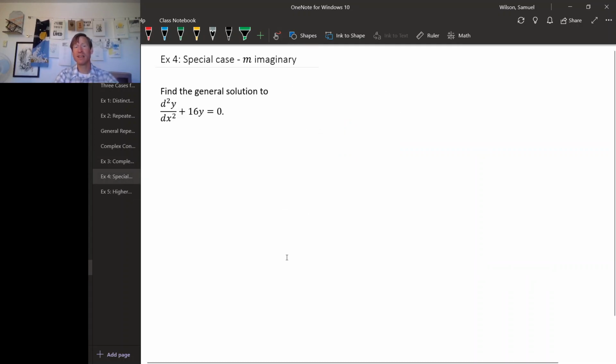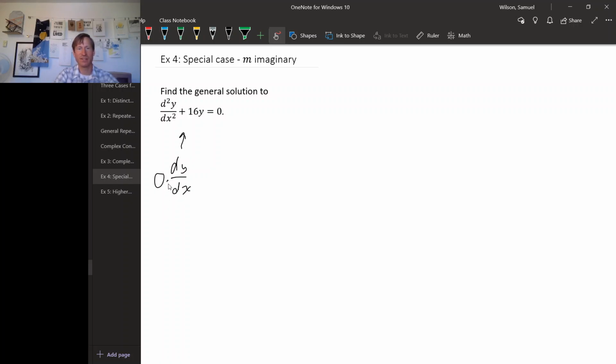Let's look at a special example of this sort of differential equation. What makes this particular differential equation special is that there's no dy/dx term in here. So that means its coefficient is actually 0. When we translate this differential equation into its characteristic equation, we get m squared plus 16 equals 0. And we can solve this.